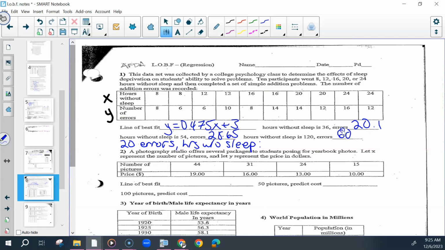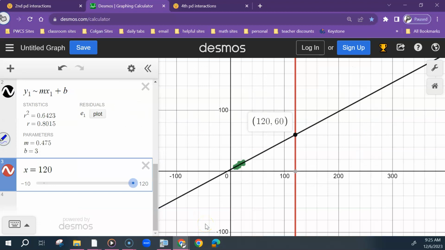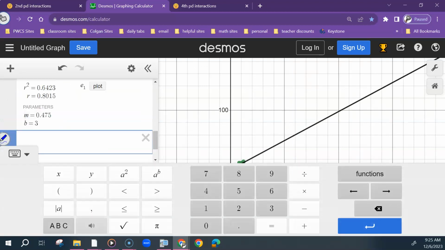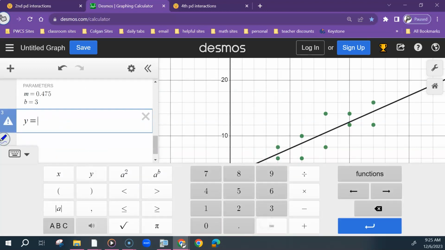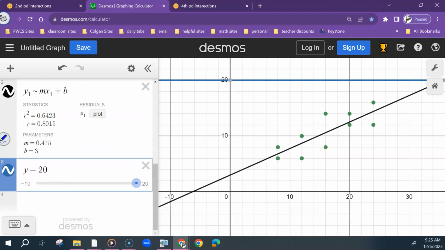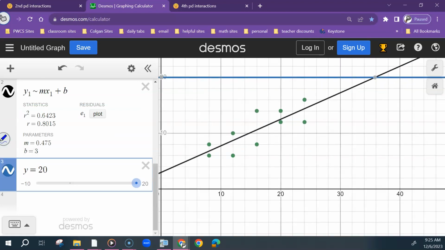So then you would put in y equals 20, same thing. See where they intersect. There's going to be a horizontal line, and that would be at about 35.79 hours, and that would be your answer. And again, you would say y equals 20, put into Desmos for your answer.